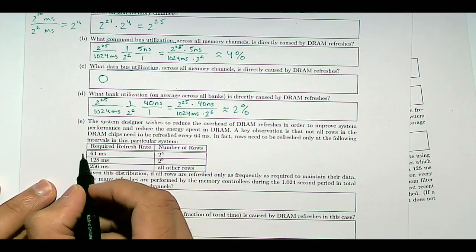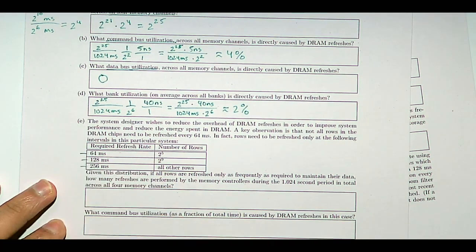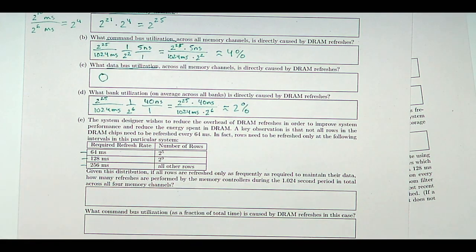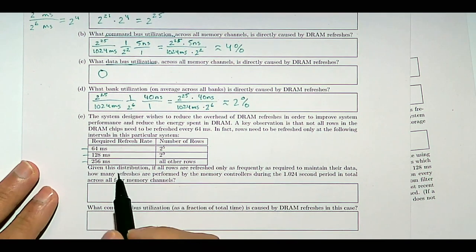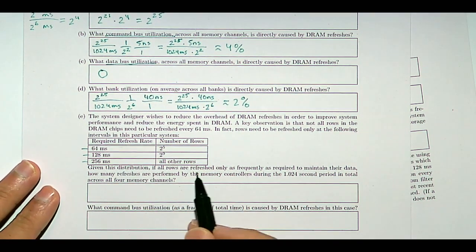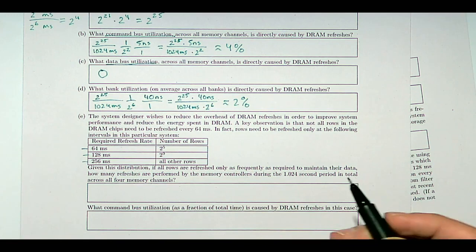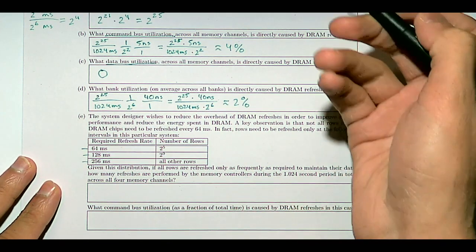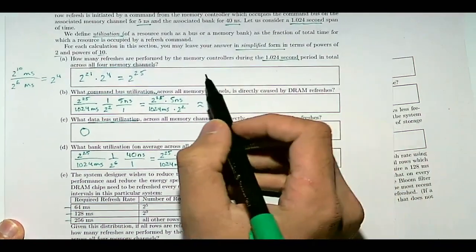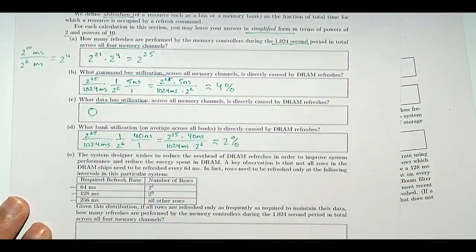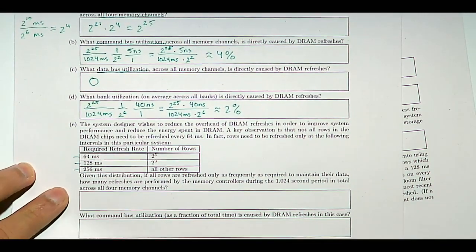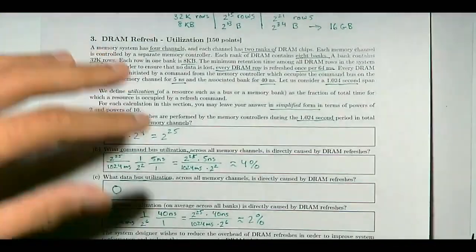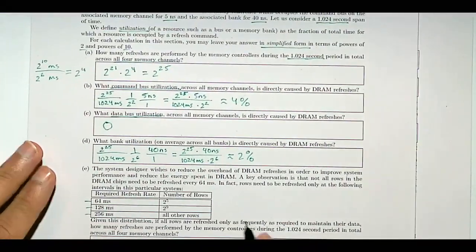So there's 3 different refresh rates here, 64 milliseconds, 128, 256. And we have a different number of rows that fall into each of these buckets, right? 2 to the 5, 2 to the 9, and all other rows. And the question then asks us that given this distribution, if we only refresh all rows as necessary, how many refreshes are performed by all the memory controllers during the same time period across all 4 channels, right? So it's basically the same thing this guy asked for, except now we have different refresh rates. And then after that, we're asked about the command bus utilization, and then here, data bus utilization, bank utilization. So it's the same sort of computations we're going to do, right? Except here we have a different number of rows.